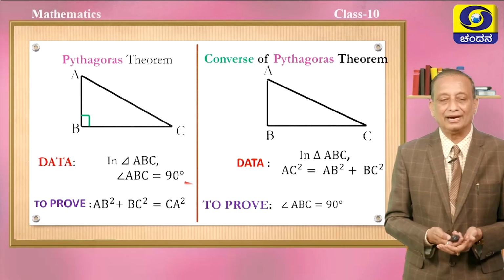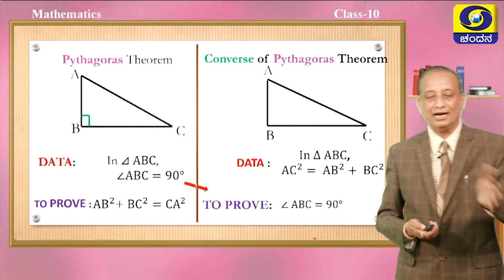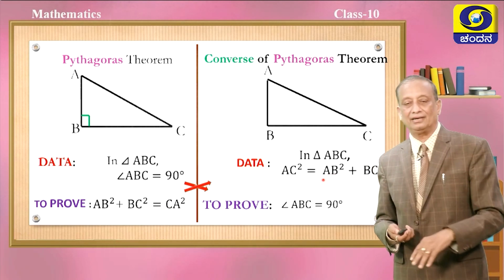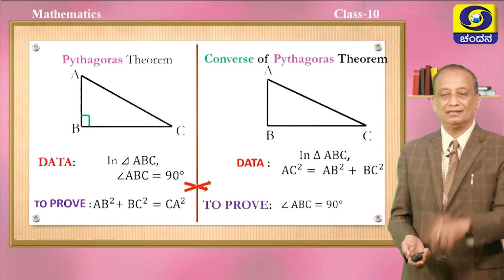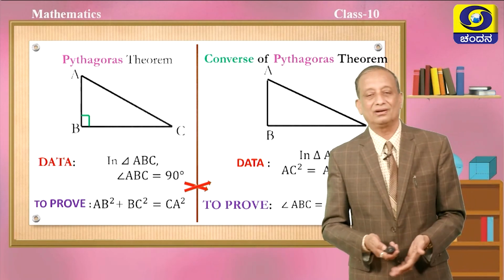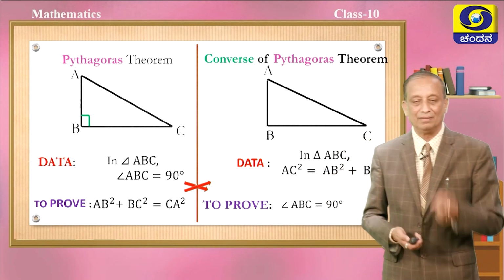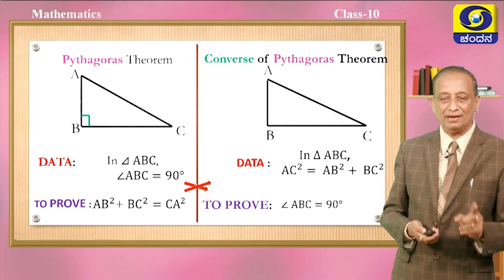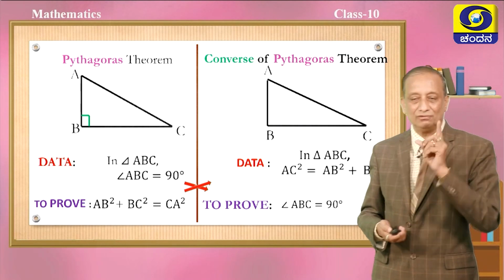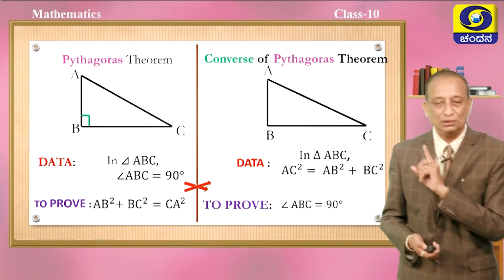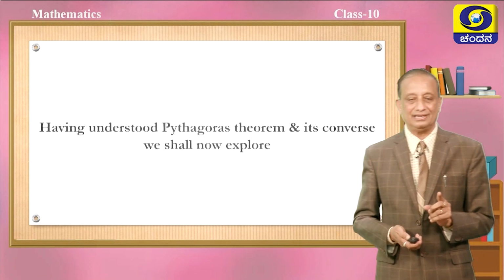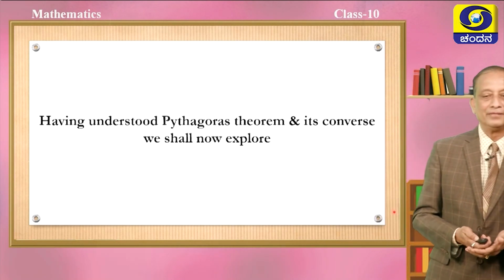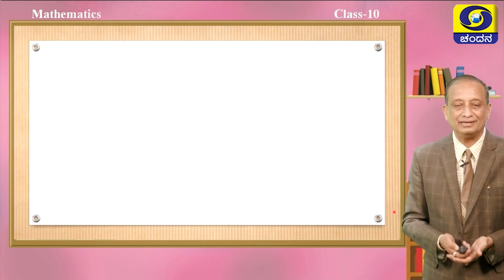So observe that the data of Pythagoras theorem has become the to-prove, and the to-prove of the Pythagoras theorem has become the data. If you interchange like this, then the new theorem you obtain is called converse of Pythagoras theorem. In the figure of the Pythagoras theorem, we write 90 degrees at B, whereas in the converse, since we have to show it as 90 degrees, we should never mark it as 90 degrees. Having understood Pythagoras theorem and its converse, we shall now explore another important theorem, children.